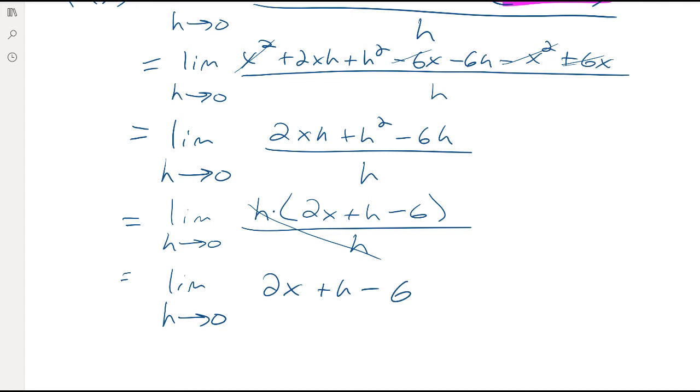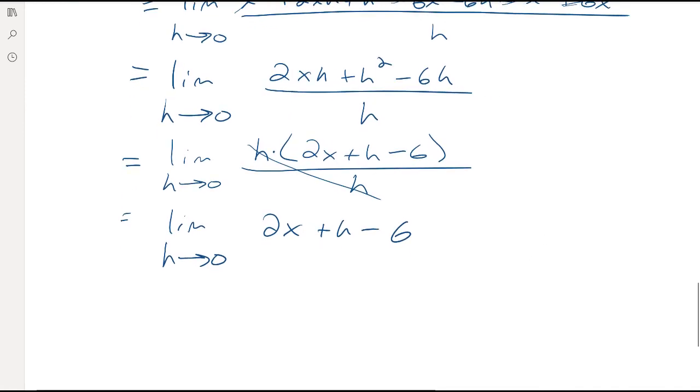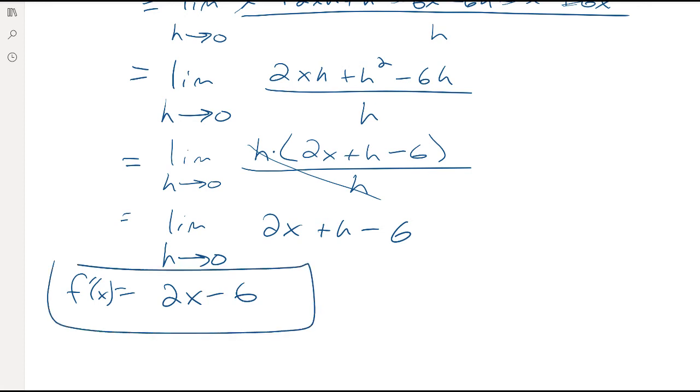And finally, now I can just plug in 0 for h, right? If you remember our previous lectures on limits, we can now just plug in 0 for h. Not for x, but for h. In doing so, we get that the derivative f prime of x equals 2x minus 6. Okay?